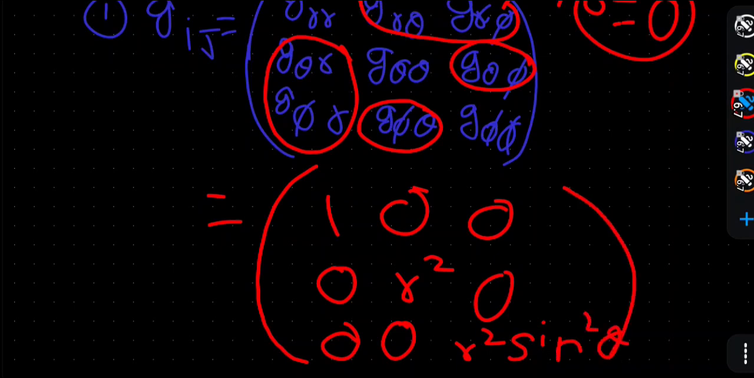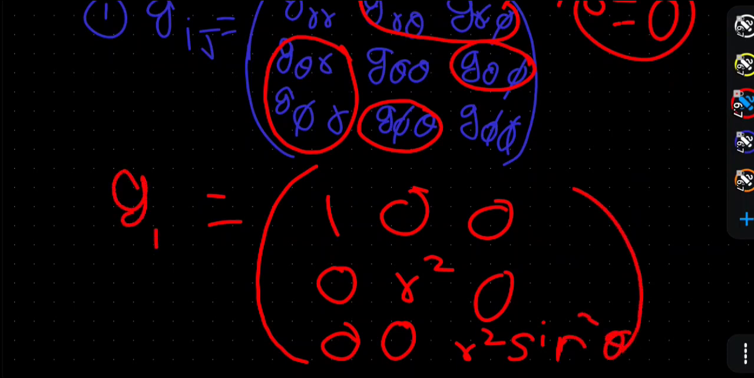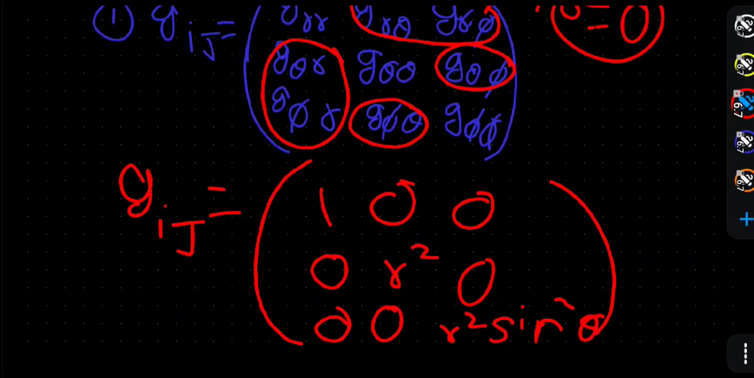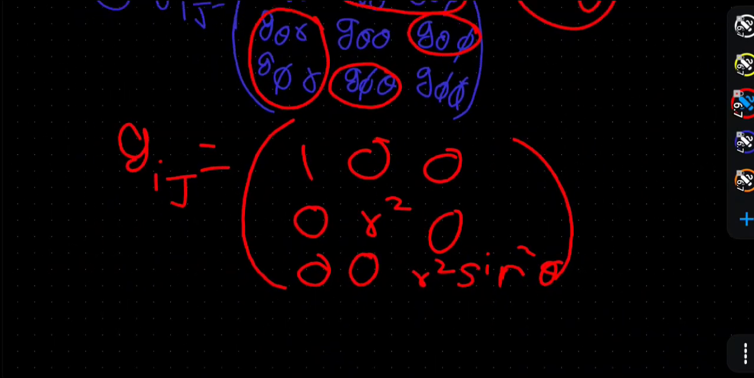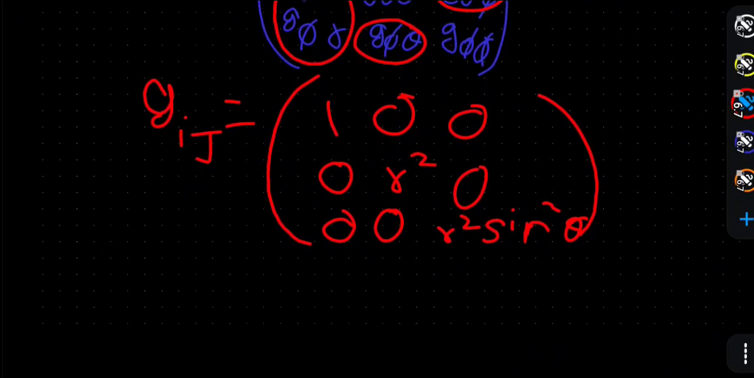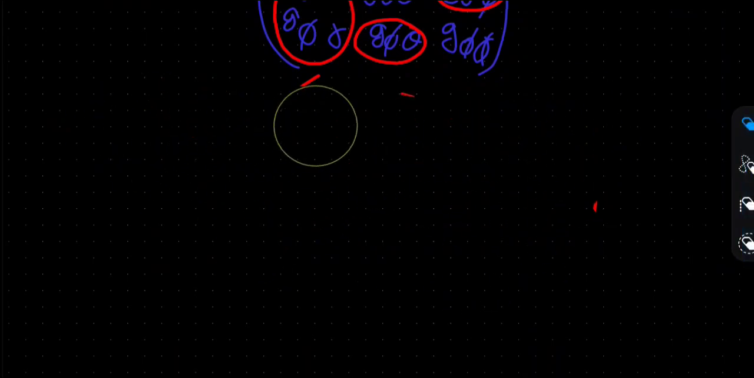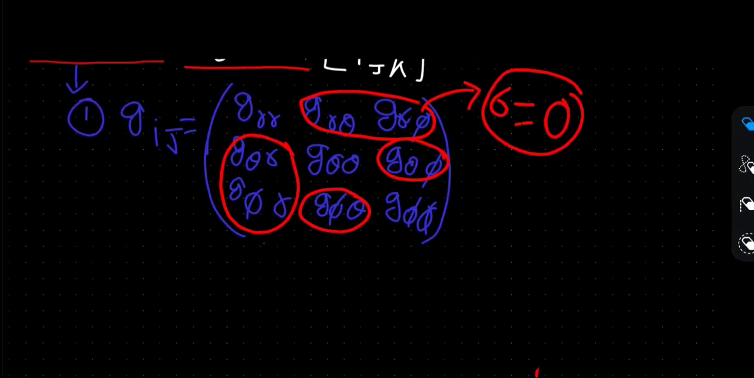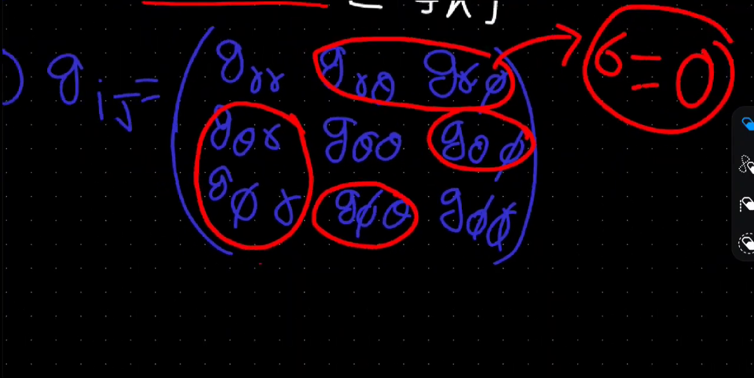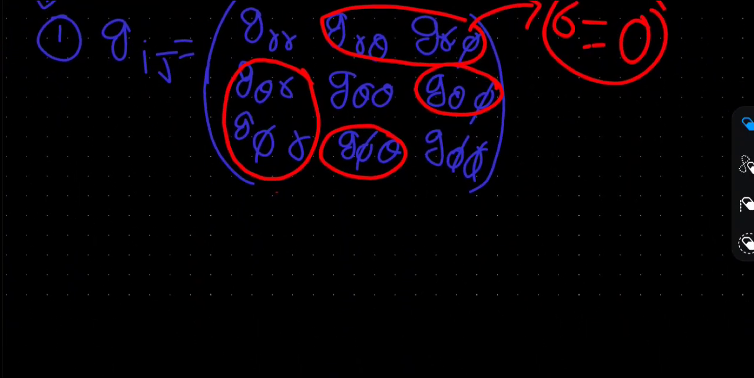This is our metric tensor for the flat Euclidean space in polar coordinates. In the Cartesian system it's different, but in polar coordinates it's like that. Let me erase this because you all know it. So there are actually two methods for deriving the Christoffel symbol. What are the methods we can use to derive it? Actually there are two methods.